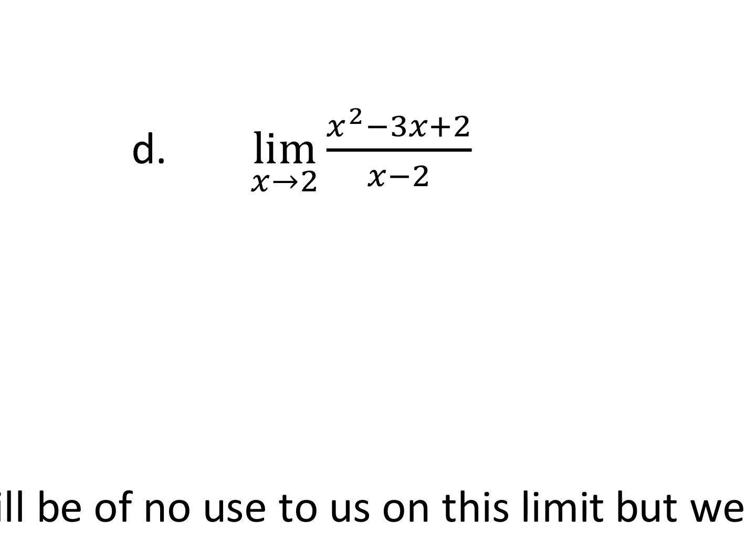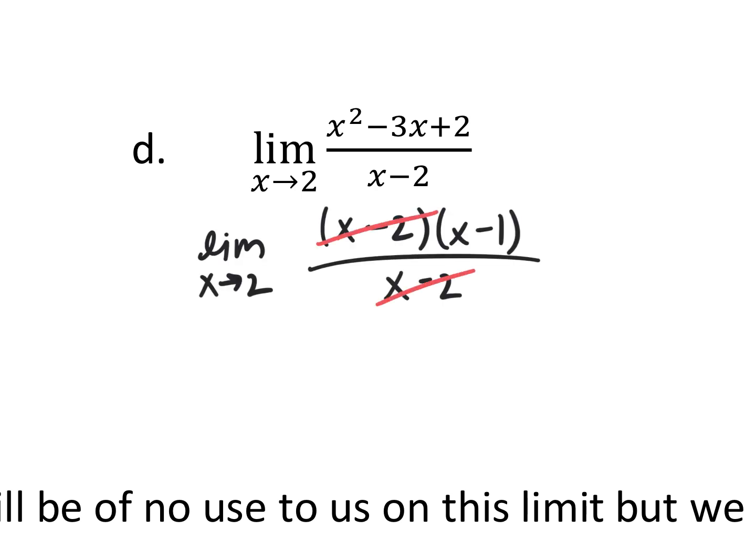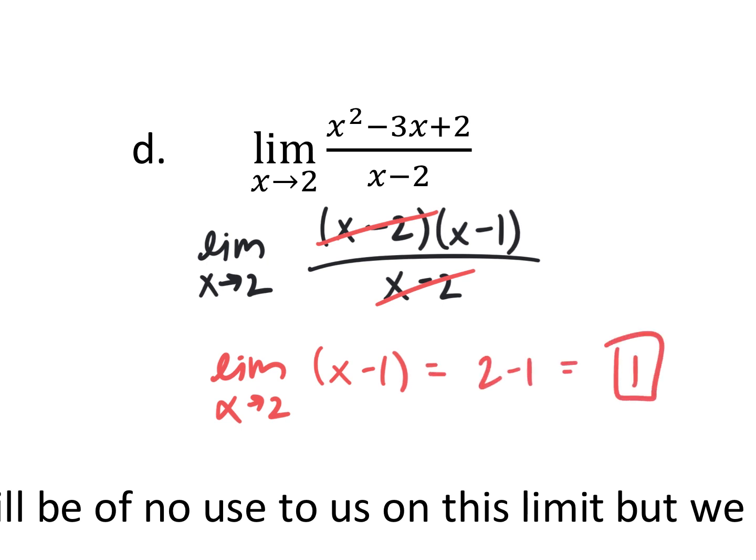All right, so now I can go ahead and simplify both of those to be 1. And now I'm just evaluating the limit as x approaches 2 of x minus 1. And that would be 2 minus 1, which is 1. Questions on that one? Okay, let's look at the next technique we're going to use.